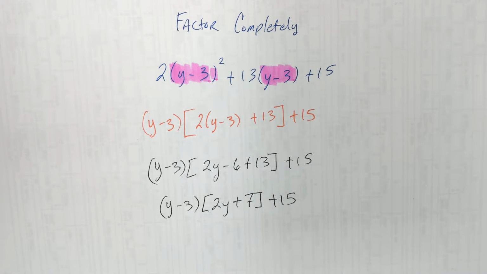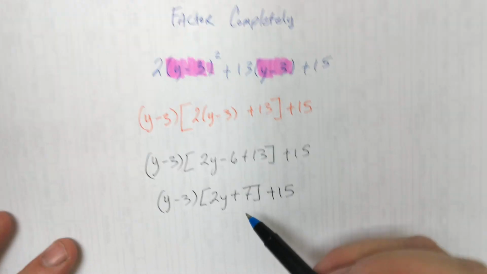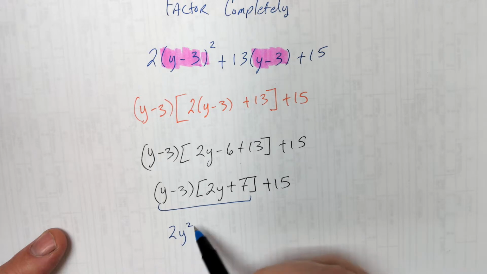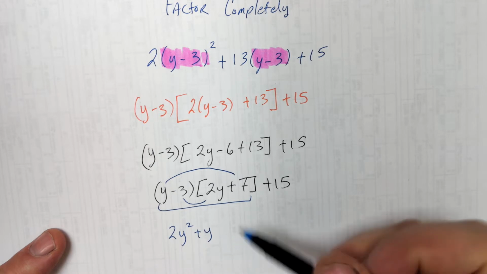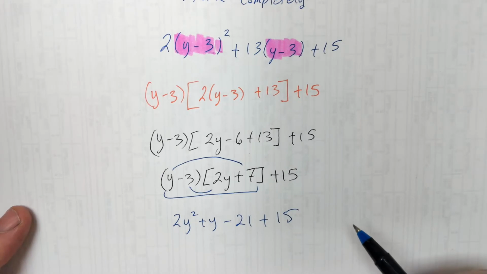So the instructions, let me make sure again, just say to factor completely, right? Well, okay, it's factored, but I have a feeling it wants us to do more. So maybe we should multiply these together and then add 15 and see what we get. If I multiply these two things together, I get 2y squared, and then that's 7 and that's minus 6, so that's plus y, minus 21 plus 15. No brackets anymore.